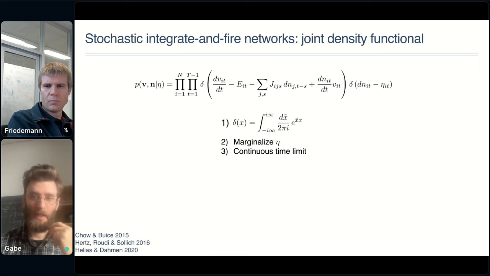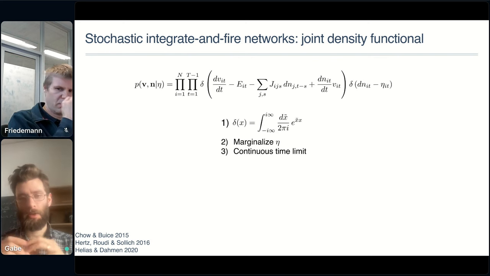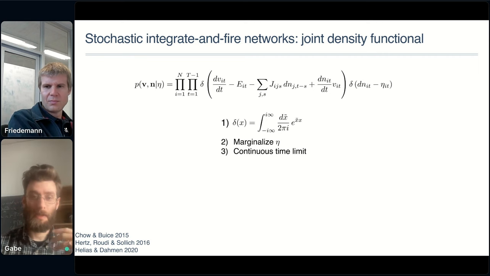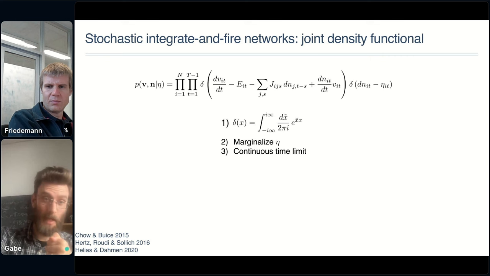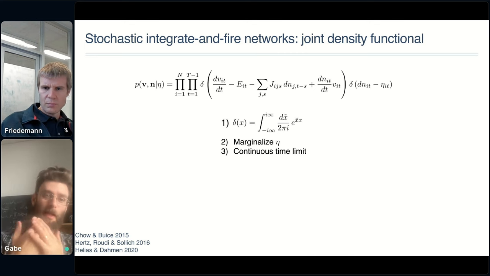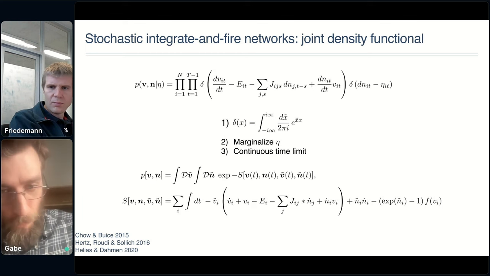We marginalize out the auxiliary random variables, the A_i(t). I didn't tell you these are auxiliary random variables. The second delta function in the first line is just saying that neuron i emits a spike at time t by flipping a coin, and the outcome of that coin is this eta, a Bernoulli random variable. So we marginalize out those auxiliary random variables and make a continuous time limit. That lets us write down a path integral description of our neural network that takes this form.